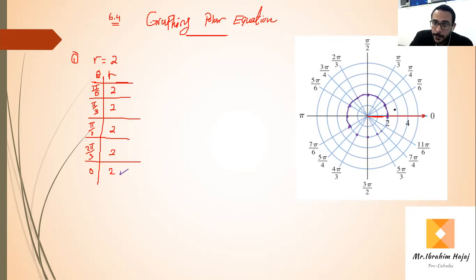So my starting point is from here. Take care. My starting point is from 0 and 2, which is here. Take care. So we will make a circle up here. So this is my graph.